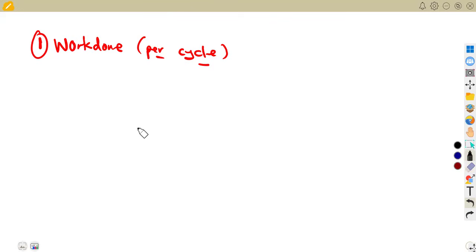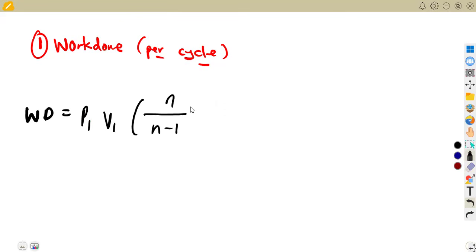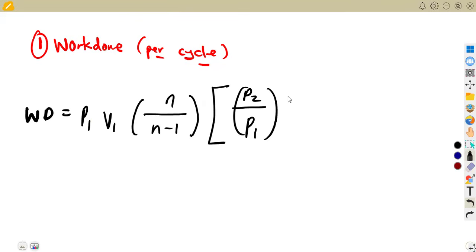So the work done per cycle, guys, be very careful. I want you to be with me. The work done is going to be given by the formula P1 V1 into n over n minus 1, all right, I'm going to explain this, just be with me, P2 over P1 to the exponent of n minus 1 over n, minus 1, which is in kilojoules. So this is the one that matters here.